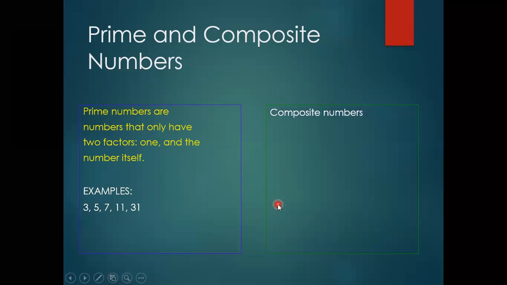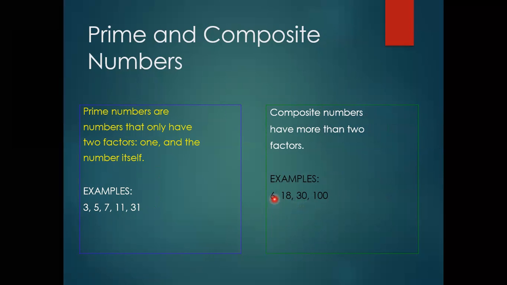And next about composite numbers. What are composite numbers? Composite numbers have more than two factors. Examples: 6, 18, 30, 100. These all are composite numbers because for these numbers we will get more than two factors.